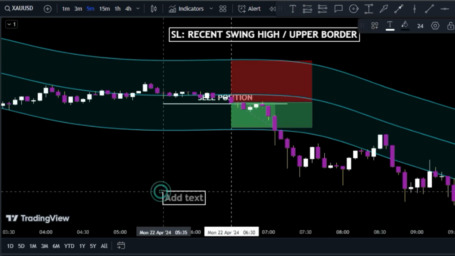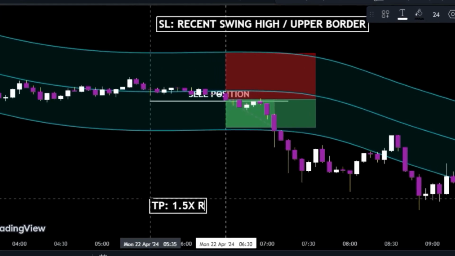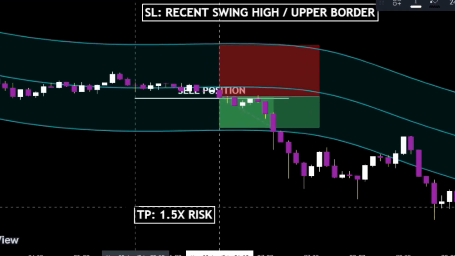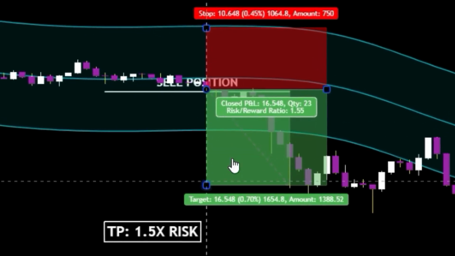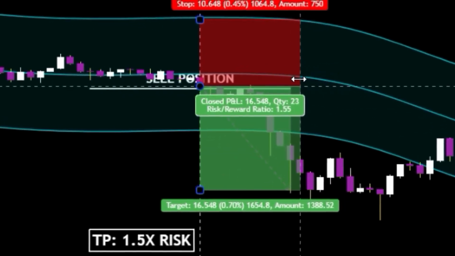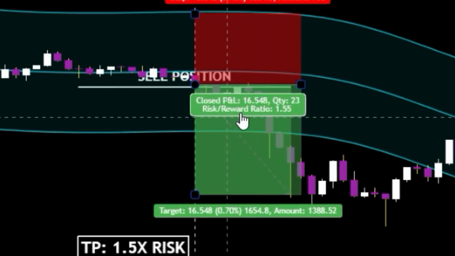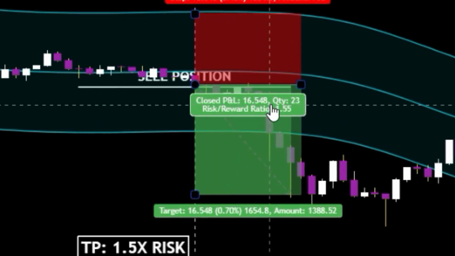And finally, set a target for your sell trade. A good rule of thumb is to aim for a take profit level that's 1.5 times the distance between your entry price and stop loss level. This strategy will help you lock in those tasty profits and minimize your risk.